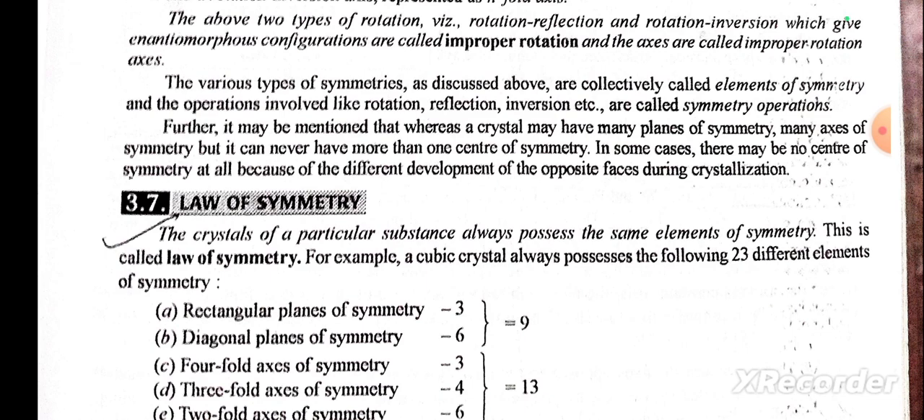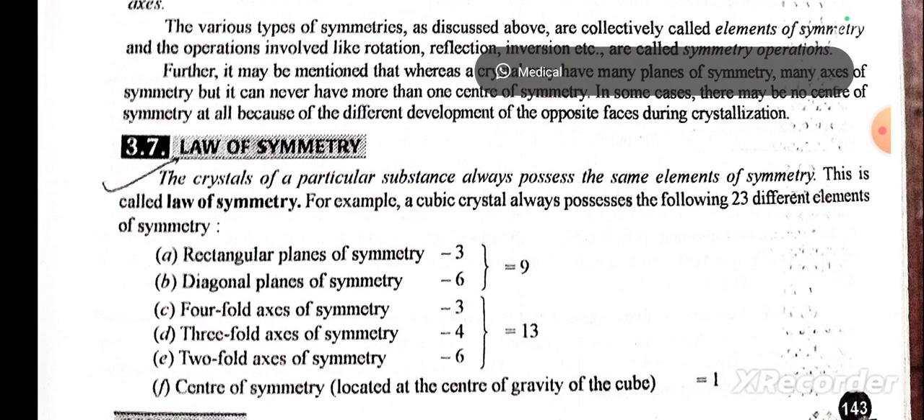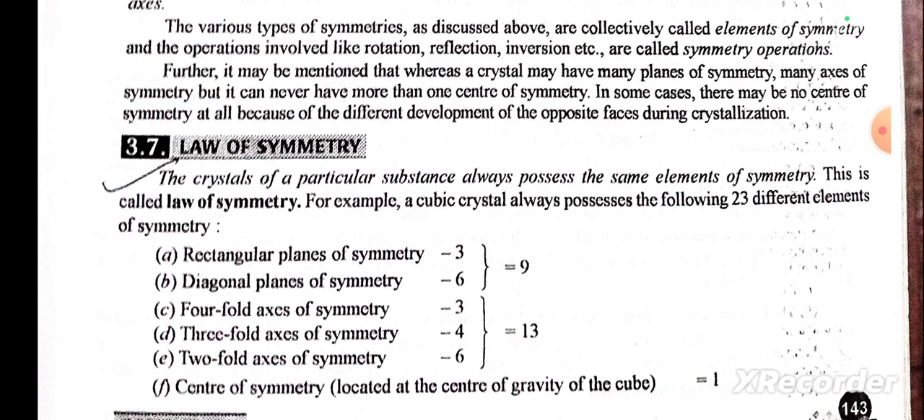In the cases of these, there may be no center of symmetry at all because of different development of the opposite phase of the different crystallization. Law of symmetry: the crystal of a particular substance always possesses the same elements of symmetry. This is called the law of symmetry.